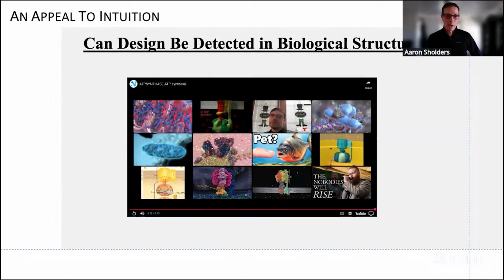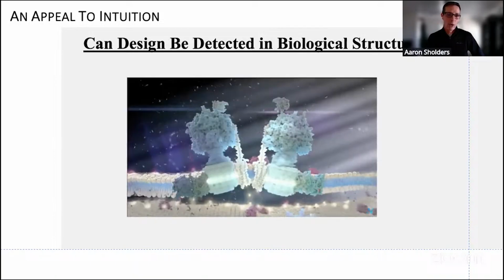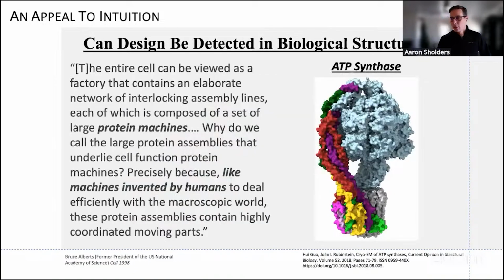So coming back to our question, can design be detected in biological structures? Well, let me quote some pretty well-known people and scientists. So this is a quote from Bruce Alberts. He is a former president of the National Academy of Sciences. He's written an entire textbook on cell biology. And he says this: the entire cell can be viewed as a factory that contains an elaborate network of interlocking assembly lines, each of which is composed of a set of large protein machines.